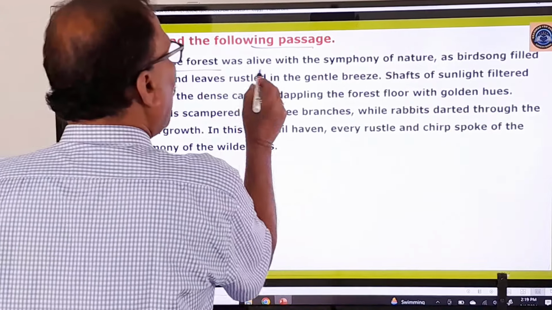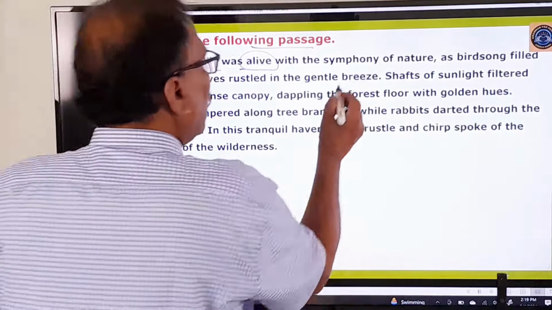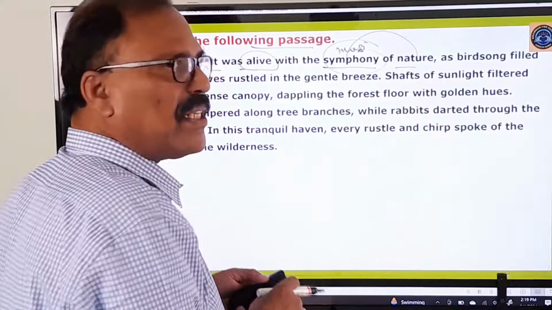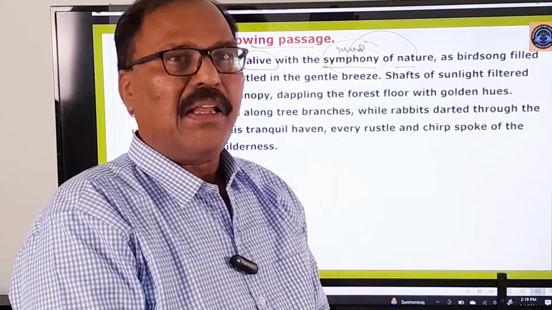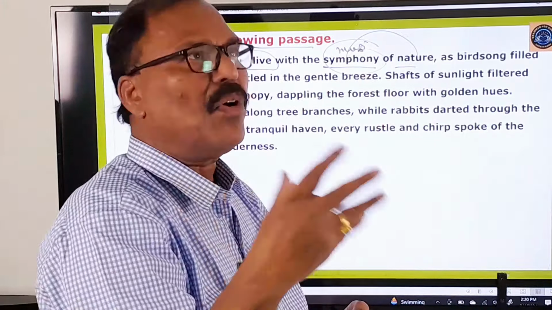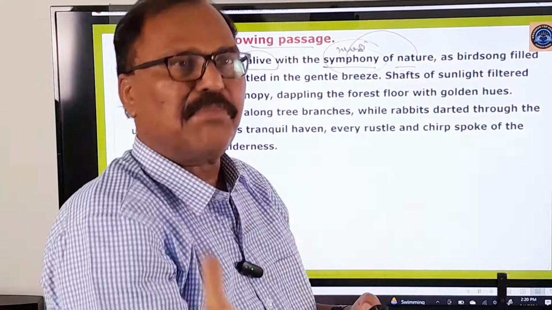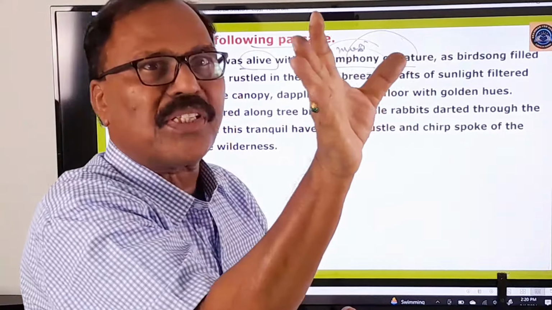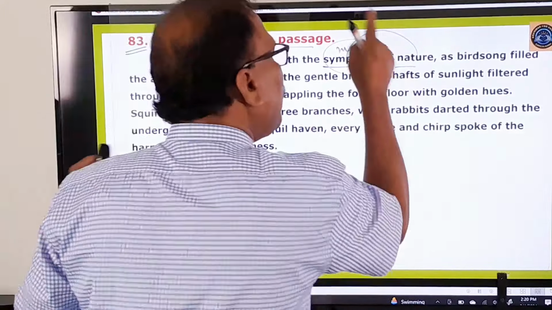So the forest was alive. The forest was alive means the forest is buzzing with what? The symphony of nature. Symphony means music. So in nature you can find all kinds of music. The birds will be chirping, and the insects will be making some noise, and the animals will be crying. So the cries of the animals, the sound of the reptiles, insects, birds, all these are called the music of nature. And the wind will be blowing through the trees, giving some kind of buzzing sound. So this is the symphony of nature.